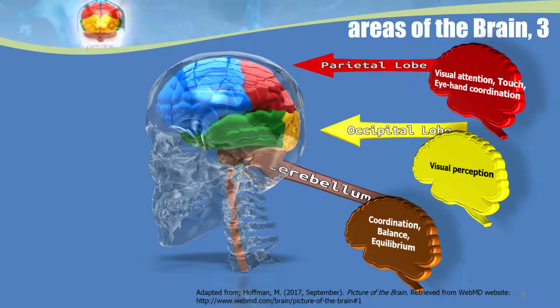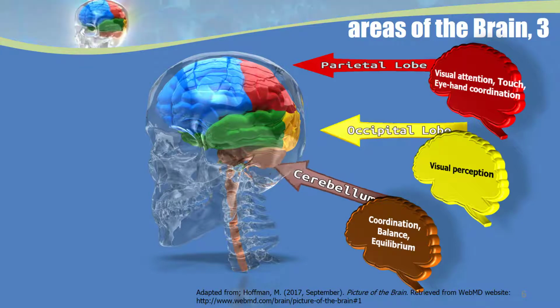The cerebellum is in the back of the head near the base of the skull. The primary functions are coordination of voluntary movement, balance, and equilibrium. If you have balance issues like I do, this is the area of the brain responsible.